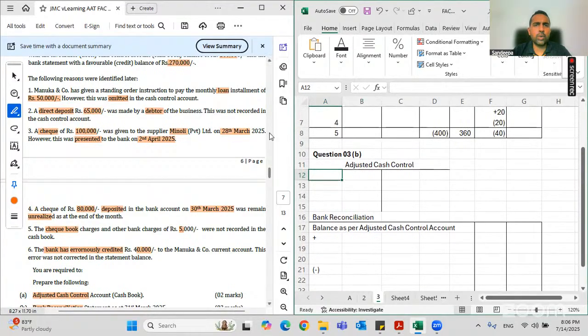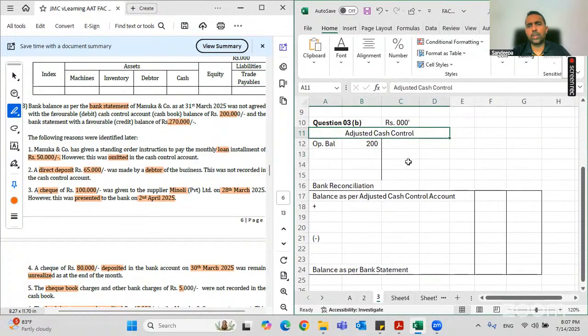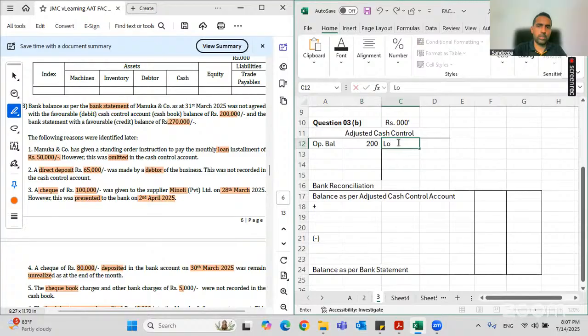What they say is your cash balance is 200,000. So opening balance is 200. Let me do the question in thousands. Opening balance is 200. Then we'll take one by one transaction. Manuka and Company has given a standing order for a loan installment. Because of this loan installment, Lamai, your cash balance should come down. In the cash book, you have to credit that balance. So it's a loan 50. Because of the loan payment, cash balance should come down.